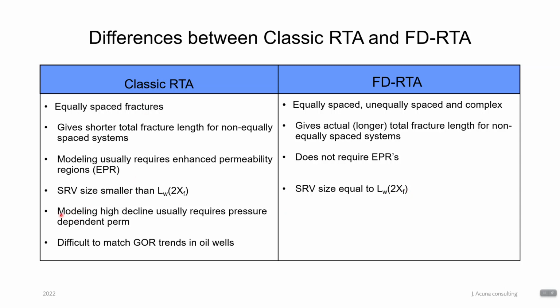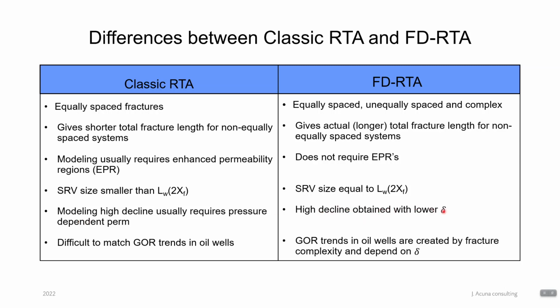In Classic RTA, when we are modeling high decline, normally that requires a pressure-dependent permeability. Here, we obtain the high decline with lower delta. In Classic RTA, it's difficult to match the GOR trends, but here the GOR trends are created by fracture complexity and depend on the value of delta.